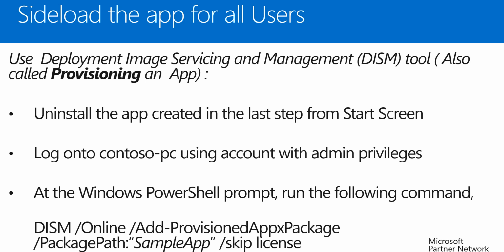log on to the Contoso PC using an account with administrator rights, and at the Windows PowerShell prompt you can run DISM with the appropriate parameters. To test this, you need to log on to the computer using one of the accounts available. You cannot run the app by using the built-in or domain administrator account. Since DISM is used to provision the app in the image, it is available to all of the accounts.